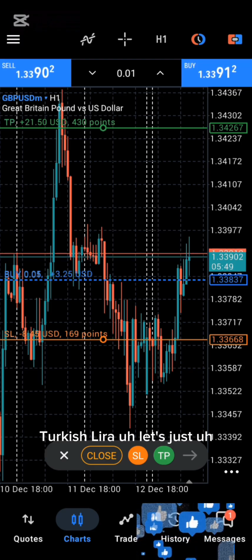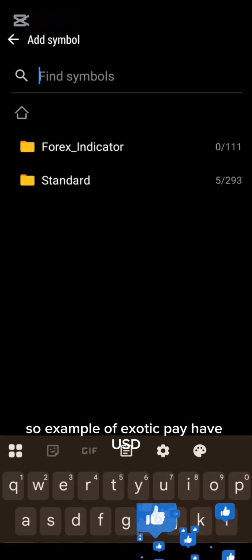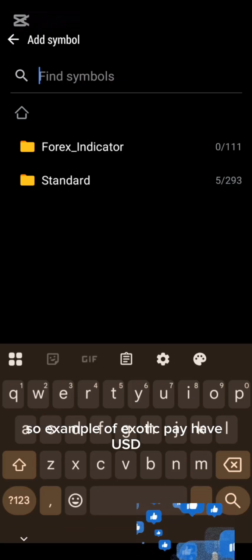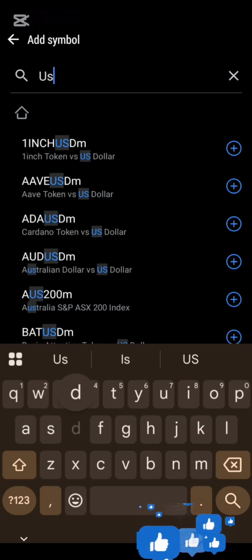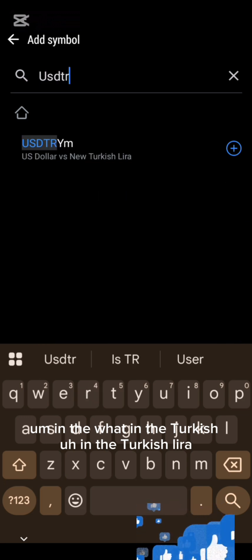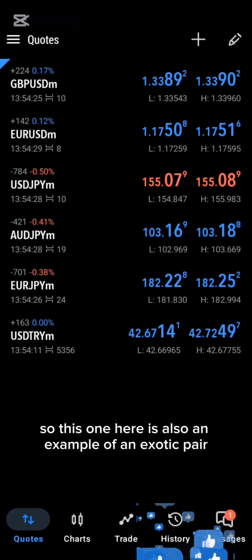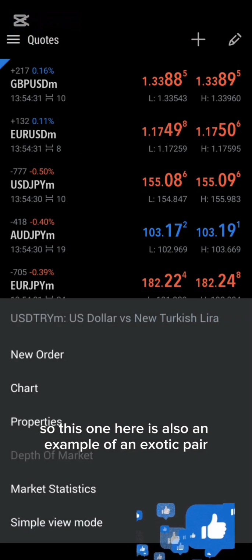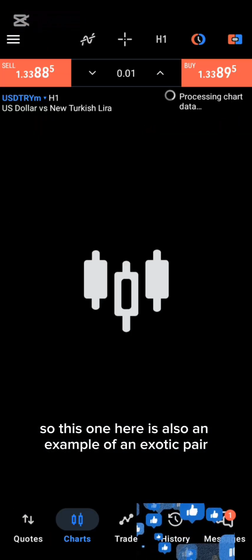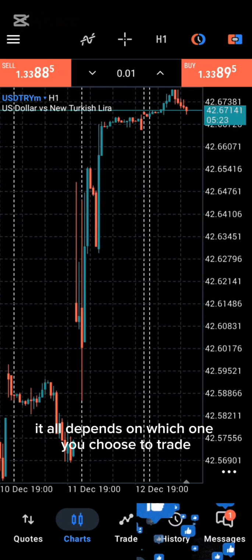Let's just bring it out from here as we're talking about it. So an example of an exotic pair, you have USD in the Turkish lira. Let's add that to our chart. So this one here is also an example of an exotic pair. It all depends on which one you choose to trade.